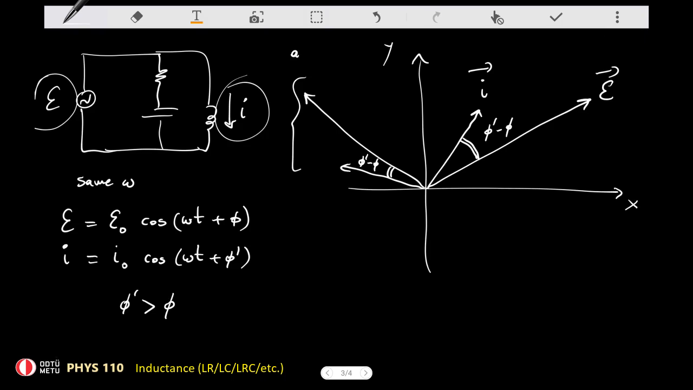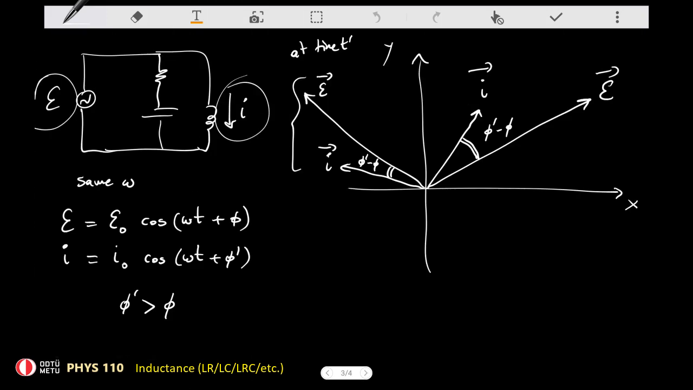This is at time t prime, let's say, where the current is along that direction and the EMF is along that direction. But they still have the same angle between them. So as a result, these two vectors rotate together on the phasor diagram. All right, then we will translate some of the things. And then we have the points where they are maximum or minimum.